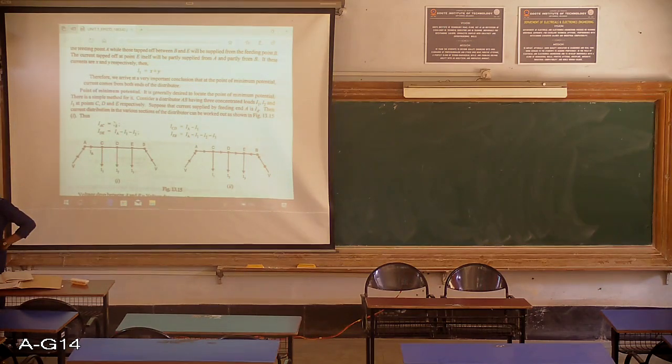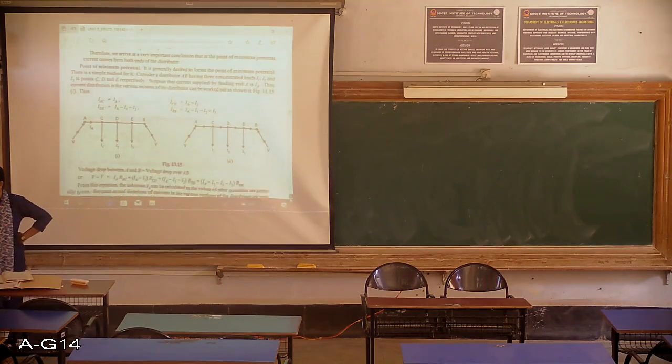So ICA will be IA, ICD will be IA minus I1, IDE will be IA minus I1 minus I2. Can you see here, minus I1 minus I2, clear? Then IEB will be IA minus I1 minus I2 minus I3. So you have got the current distribution in all the sections.